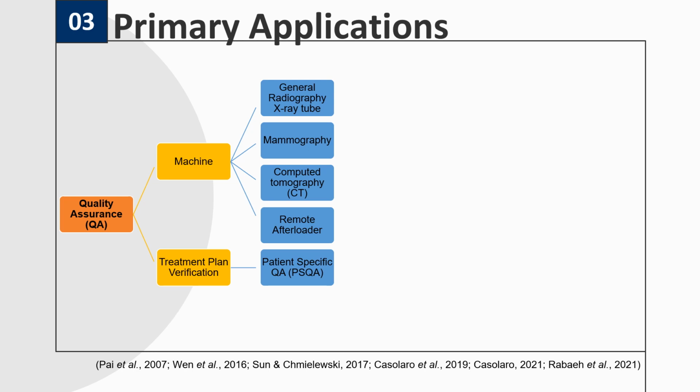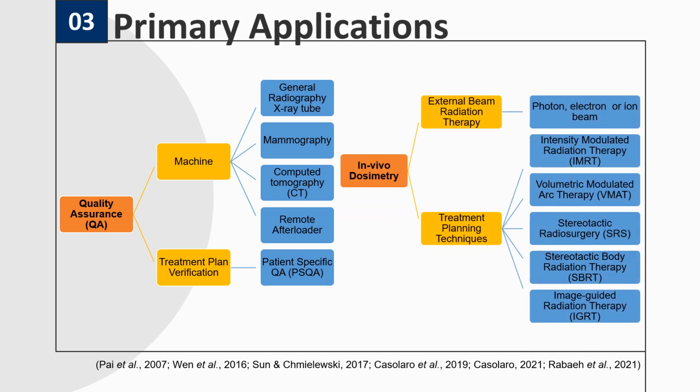Moreover, for QA in treatment plan verification, the radiochromic film can be placed on the acrylic phantom to verify the treatment plan in the patient-specific QA. Next, the film dosimetry enables the in vivo dose measurement in external beam radiation therapy using the high-energy photon, electron, and ion beams, as different types of radiation can interact distinctly in the human body. In addition, the dose measurement using the film as a dosimeter in different treatment techniques such as IMRT, VMAT, SRS, SBRT, brachytherapy, and IGRT is commonly applied.